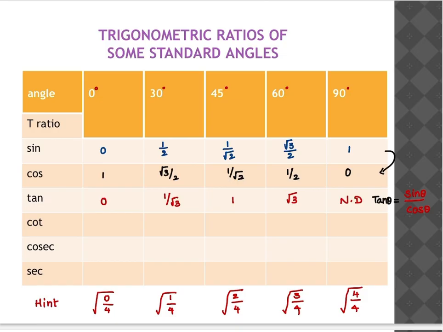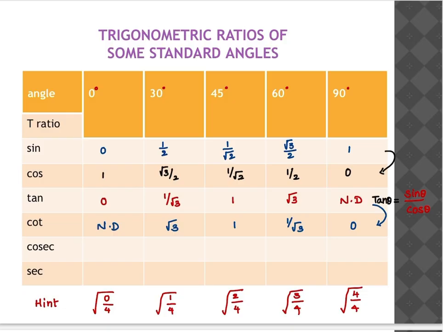After that we move to cot. Cot is again in the reverse order of tan only. So write in reverse order: not defined, then root 3, then 1, then 1 upon root 3, then 0. So these are the cot values.